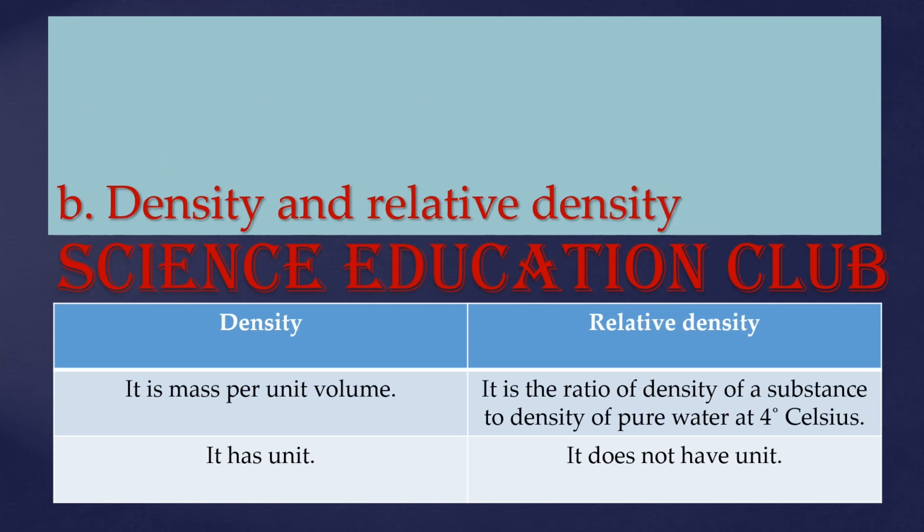Density and relative density. Density, it is mass per unit volume. It has unit. Relative density, it is the ratio of density of substance to density of pure water at 4 degrees Celsius. It does not have unit.